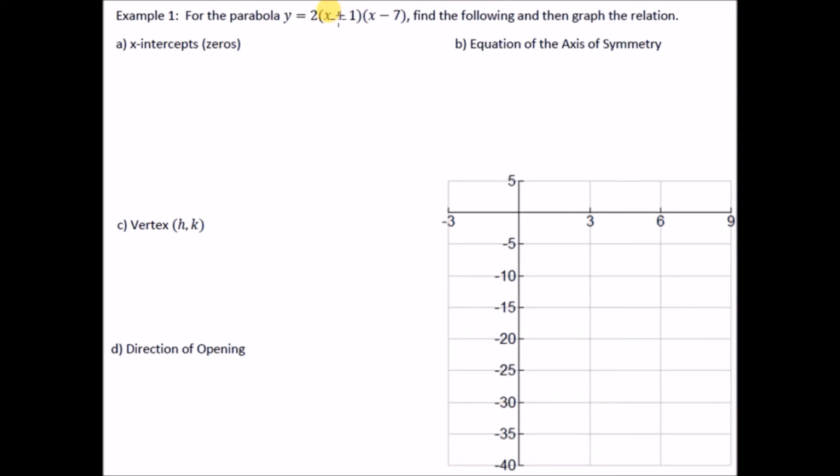Okay, so for the parabola y equals 2(x + 1)(x - 7), find the following, and then graph the relation. So first, let's find the x-intercepts or the zeros. So we have this equation right here. Actually, let's go through this the longer way. I'm going to rewrite this.